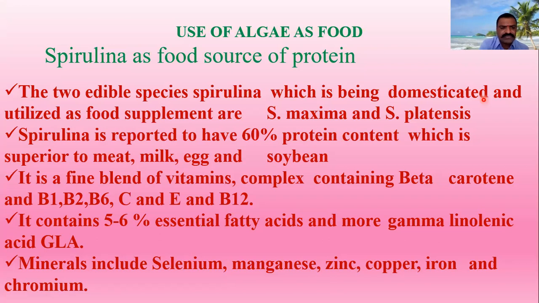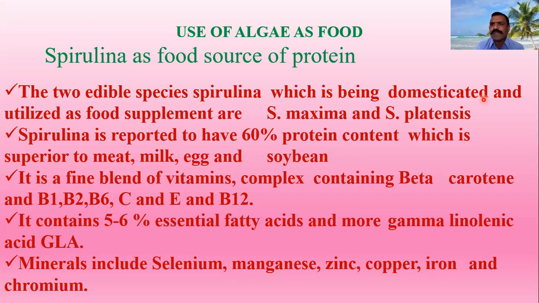It is a fine blend of a vitamin complex containing beta carotene. Beta carotene is nothing but the precursor of vitamin A, my dear friends. Vitamin A is made from beta carotene. Beta carotene is converted into vitamin A in the human body. Remember, my dear friends, beta carotene is converted into vitamin A inside the human being, inside the animal body.